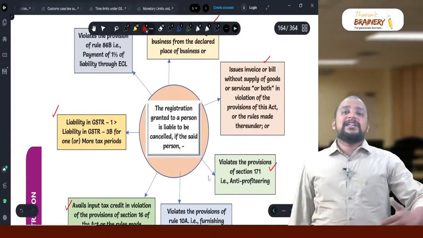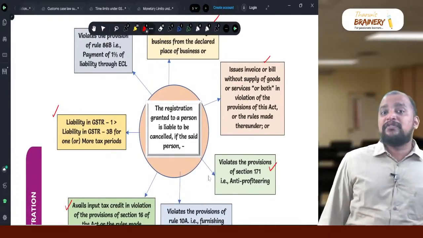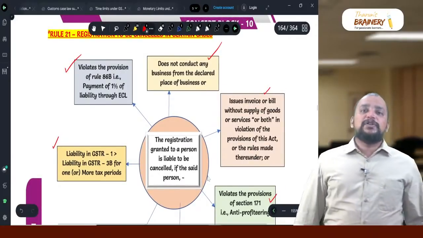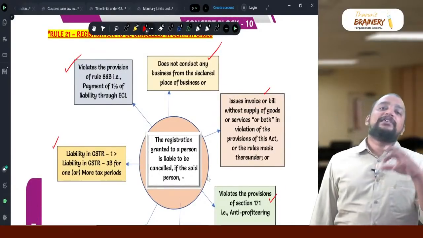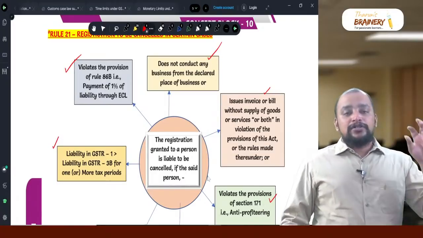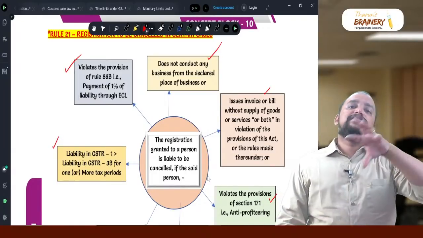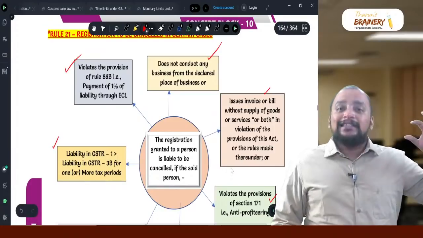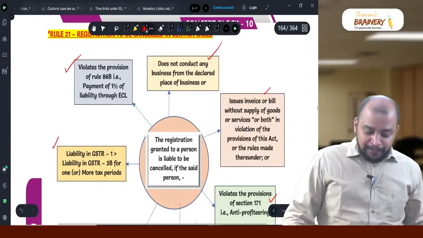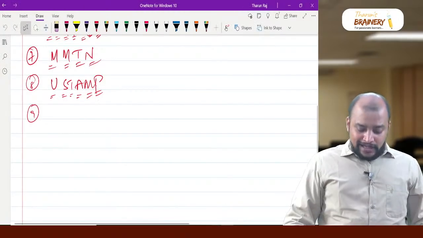Or liability in GSTR 1 is greater than liability in GSTR 3B for 1 or more tax periods, or you violate the provision of Rule 86B. Rule 86B is payment of 1% of the gross liability through the electronic cash ledger. So if there is any violation of this, it is known as contravention of the provisions that leads to cancellation by the officer. Okay, so that is this.